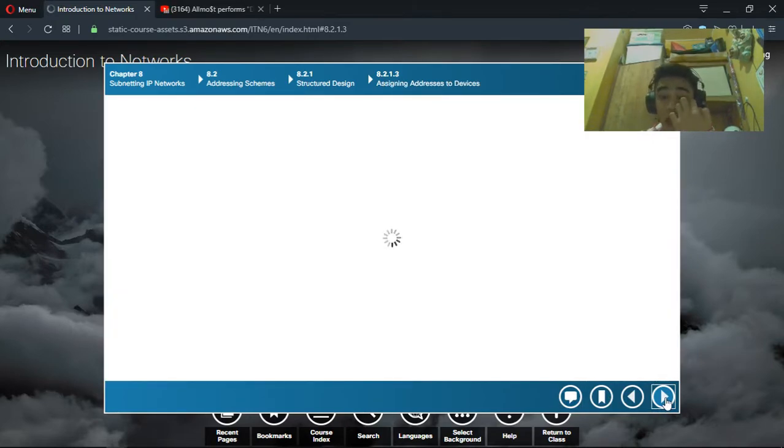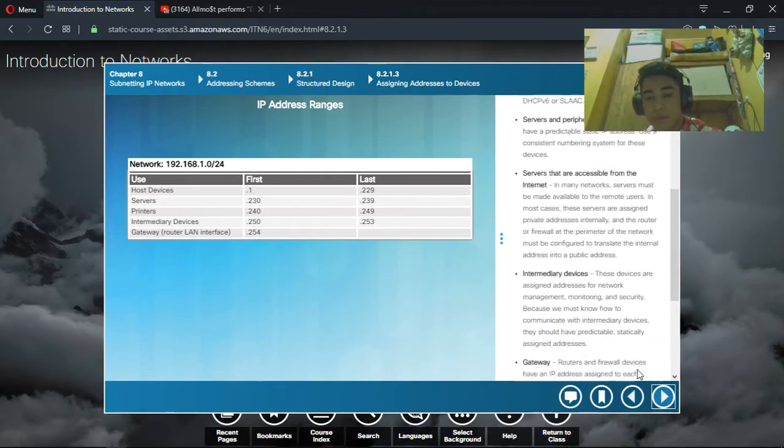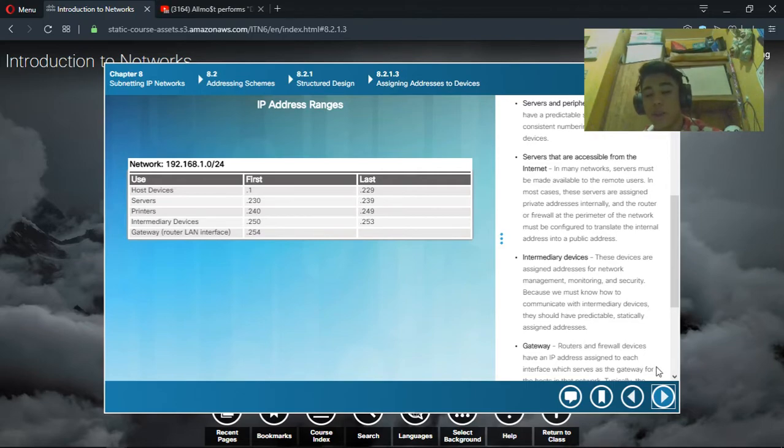And then assigning addresses to devices. If it's a host user, the first is .1, the last is .229, and servers .230 to .239, .240 for printers, and .249 for the blast. And for intermediate devices, .250 to .253, and the gateway is .254. It depends on the devices that you will use.